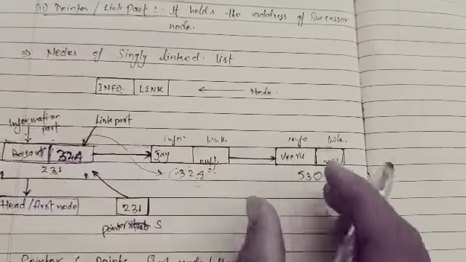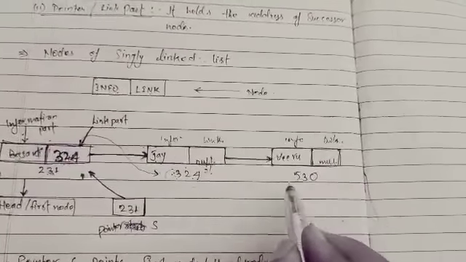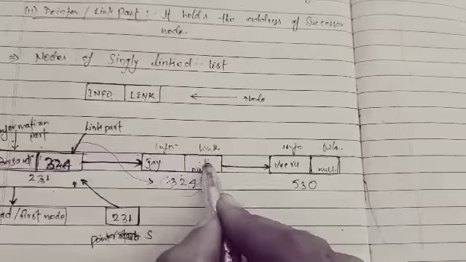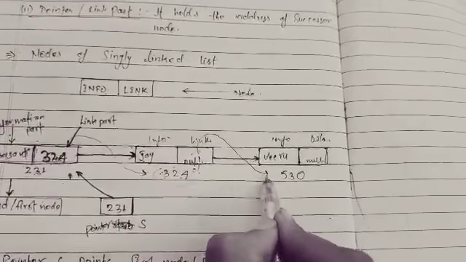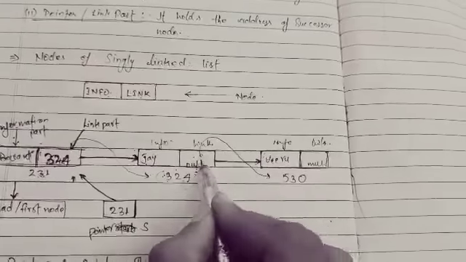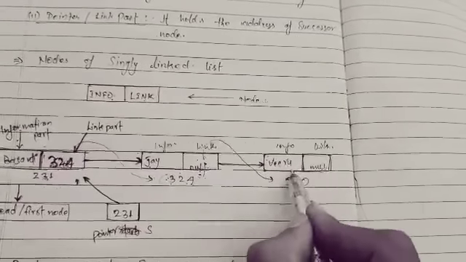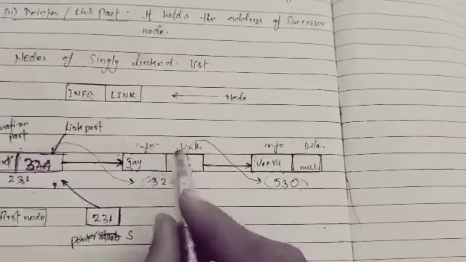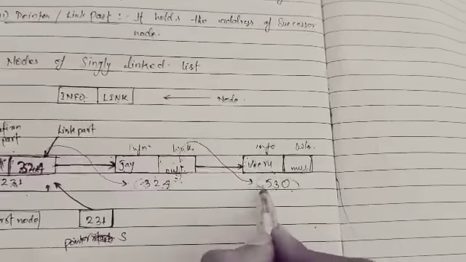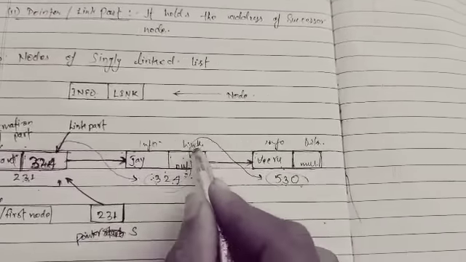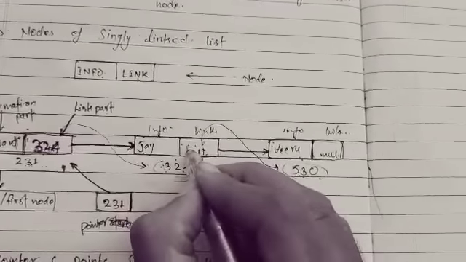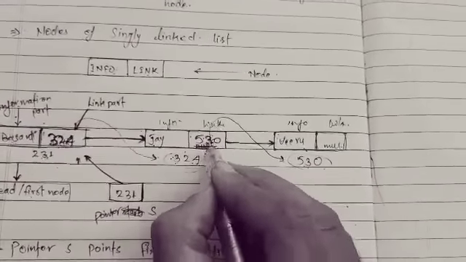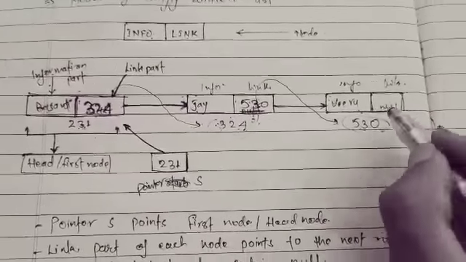So again, what we can do is connect this node with the other. Now both nodes are connected with each other, so the link part of this node will contain the address of the successor node. This is the successor node, and the address of this node is 530. So we put the address of this node in the link part of this node. So write 530. It contains the address of the successor node.